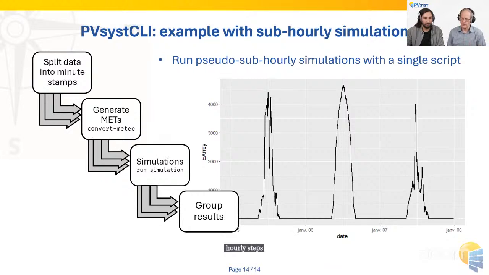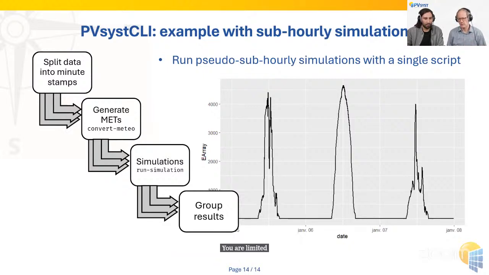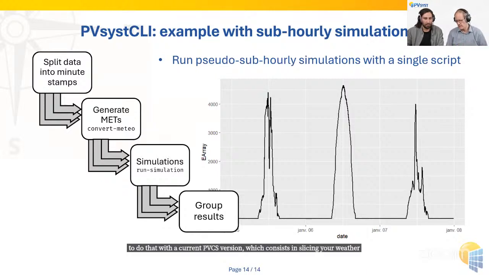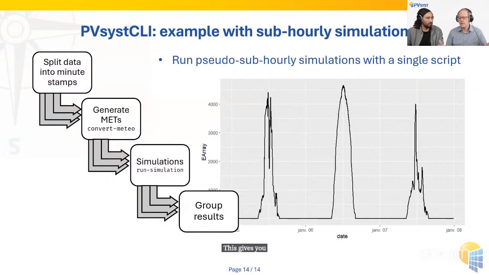The sub-hourly simulation with PVsyst is foreseen for the next version 8.1, but right now you are limited to hourly simulations. But there is a workaround or a procedure to do that with the current PVsyst version, which consists in slicing your weather data into 60 slices for each minute within the hour. This gives you 60 weather data files or 60 CSV files for each minute in the hour.